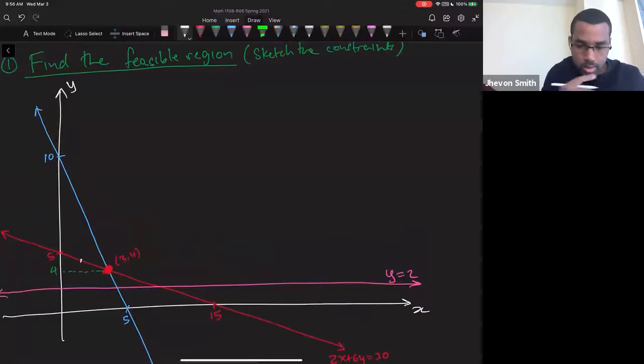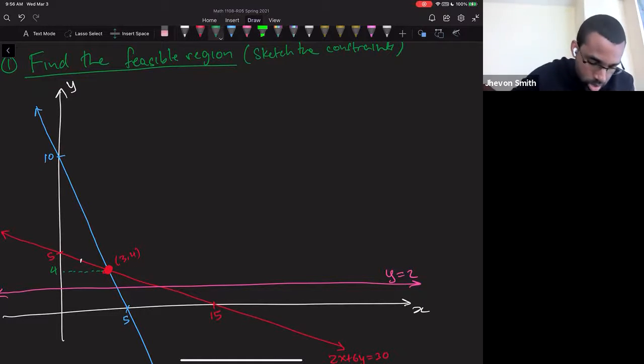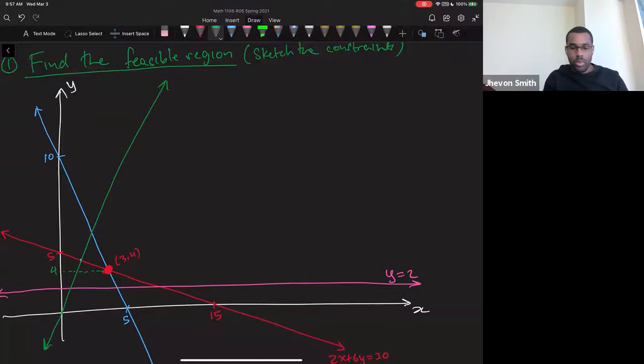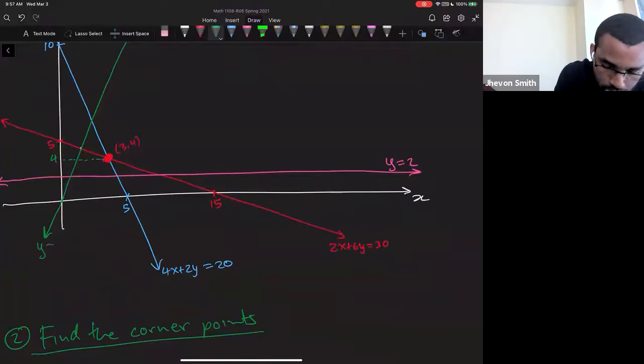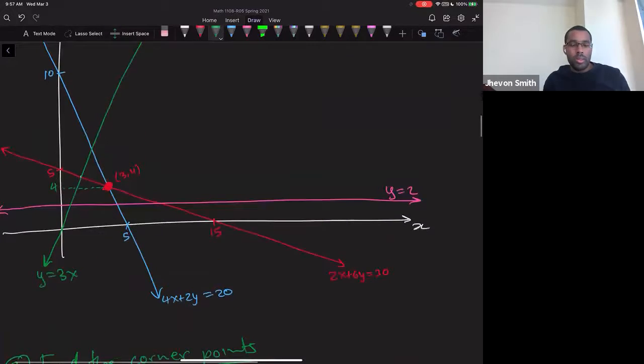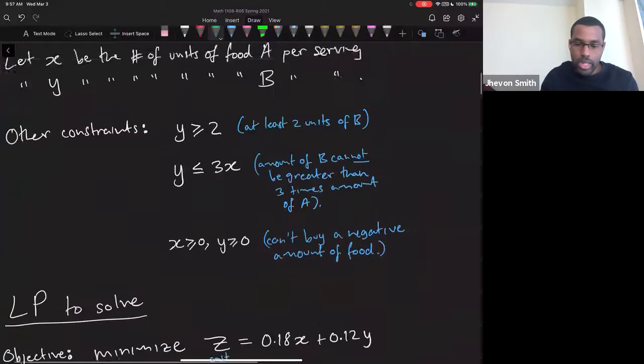So let's put that in. What color do I want to use here? Green. So it's going to go through the origin, but hit the red line like that. That should go through the origin. Okay, this one is my y equals 3x. All right, so I've sketched all the constraints.